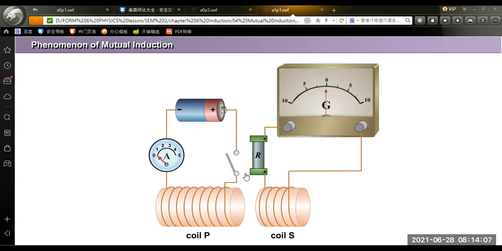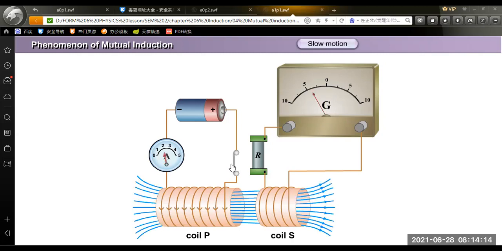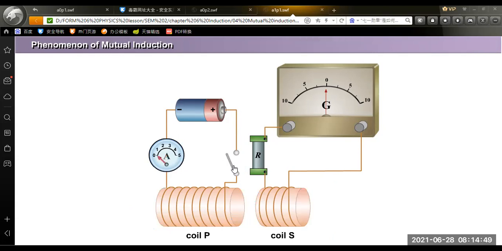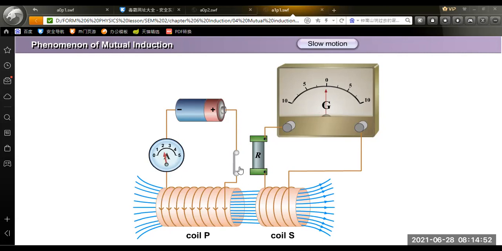Now, what happens when the switch is connected? Once the switch is connected, the current increases. Once the current increases, the magnetic field also increases. At that moment, coil S is initially neutral. Once the magnetic field is produced, there is a change of the magnetic field, so current is induced. So once I connect it, the pointer is deflected.